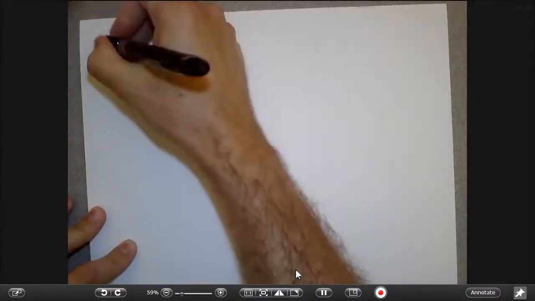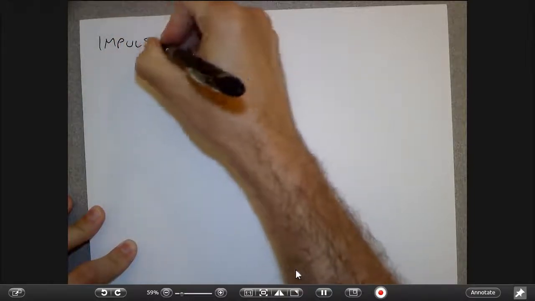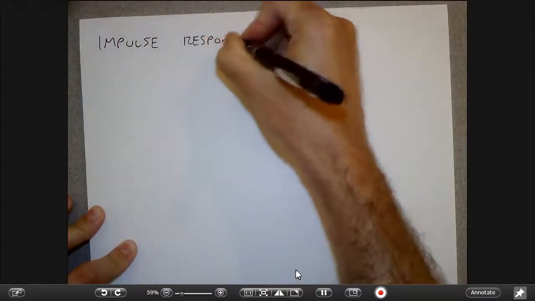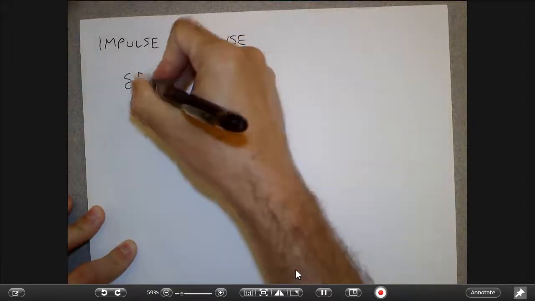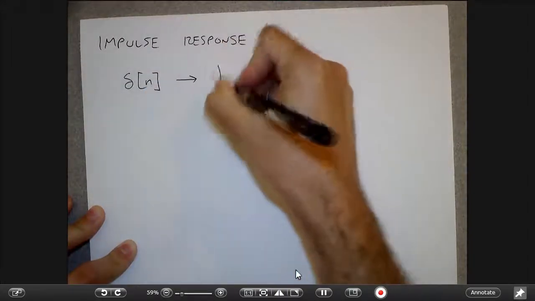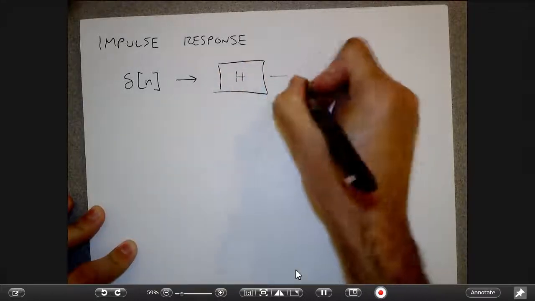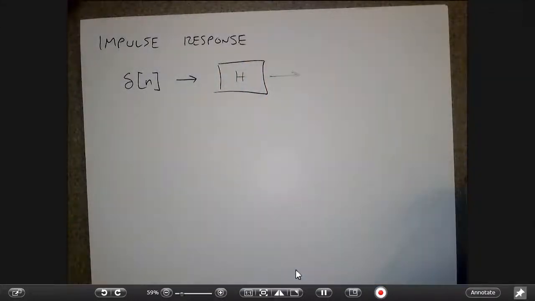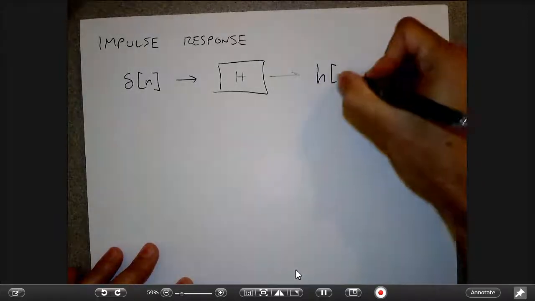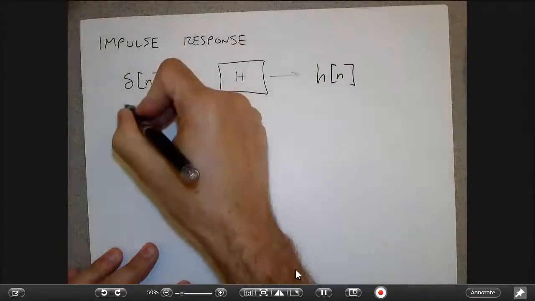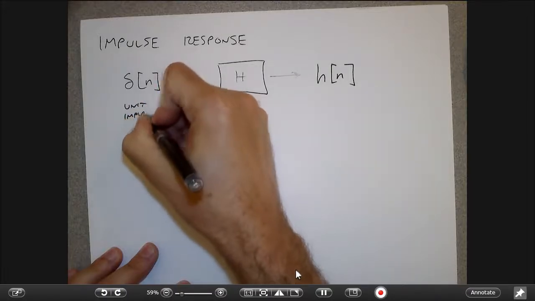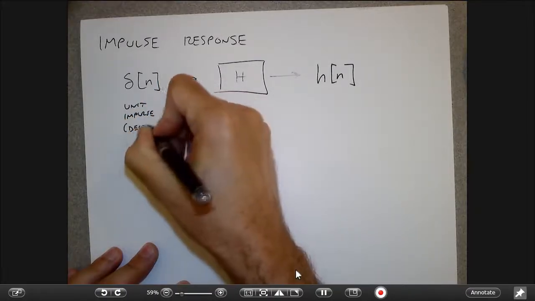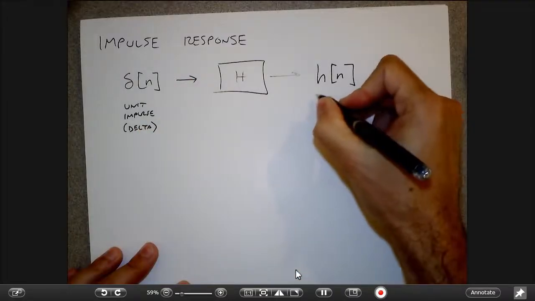Okay, so where we ended up at the last lecture was this concept of impulse response. We showed that if I knew the response of a linear system to the delta function, if I put that through my system and got out some new signal, this is the unit impulse, or the delta function. This is the impulse response.